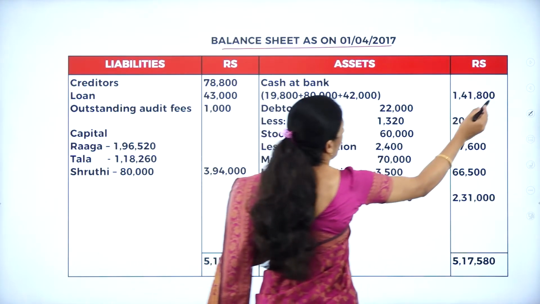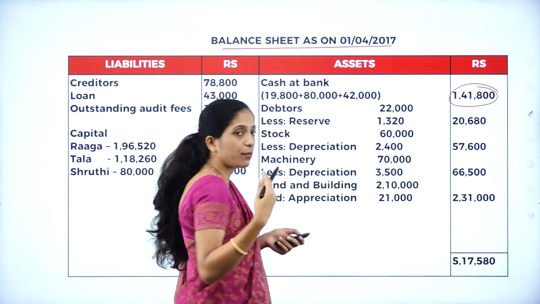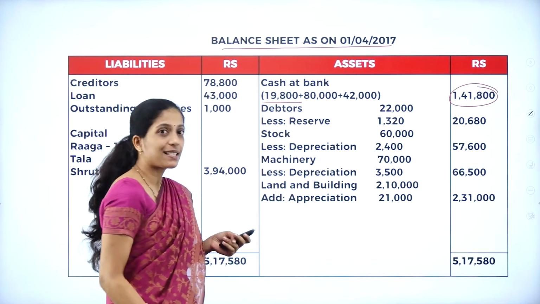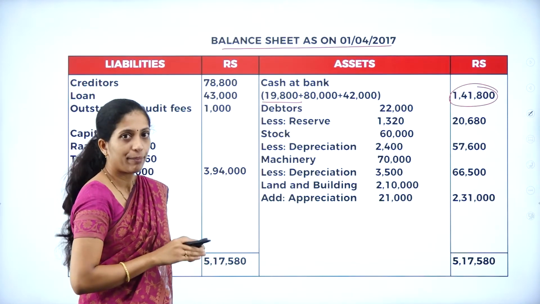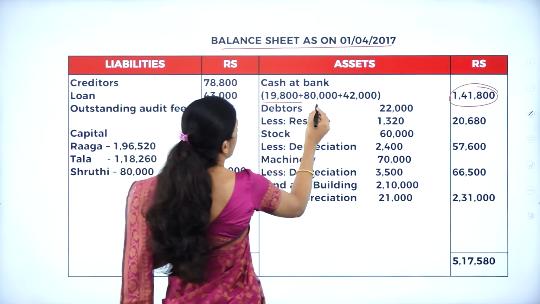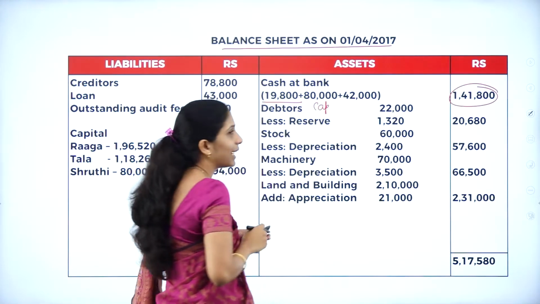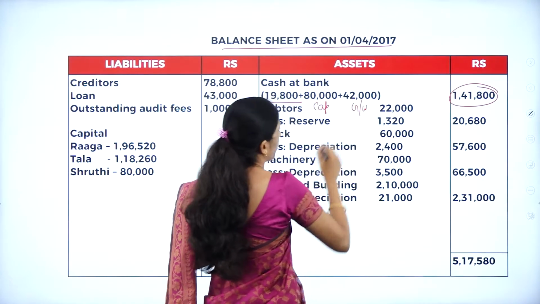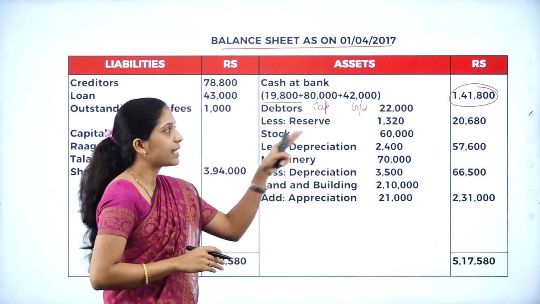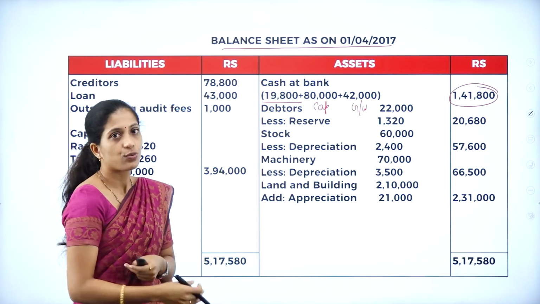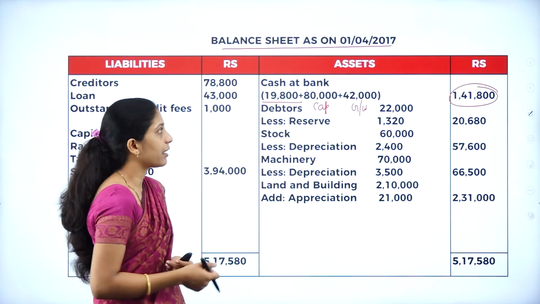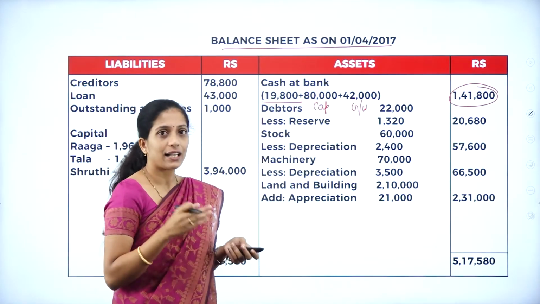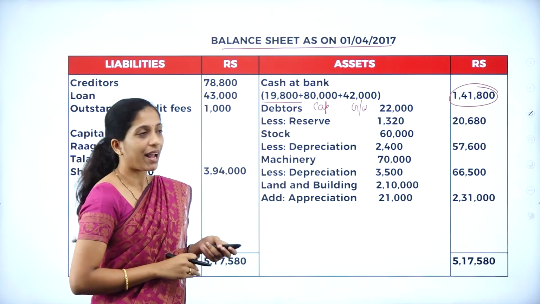Write the same amount. If you are not preparing the bank account, you can calculate here. 19,800 is the bank balance which is given in the balance sheet, plus 80,000 is the capital brought by the new partner, and 42,000 is the goodwill brought by the new partner. Add all these and write in the outer column, that is 1,41,800. If you are preparing the bank account, no need to calculate all this. You can directly write the balancing figure of the bank account.